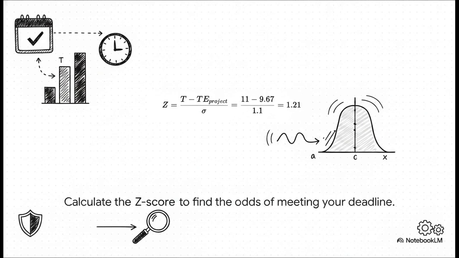T is our target deadline of 11 weeks. We subtract our expected project time of 9.67 weeks. Then we divide that by the project standard deviation. In our current example, adding the variances of the critical path, that's task A's 0.11, task B's 1, and task D's 0.11, gives us 1.22. The square root of that gives us a standard deviation of 1.1. Plugging that 1.1 into the bottom of our equation, we get a z-score of 1.21.